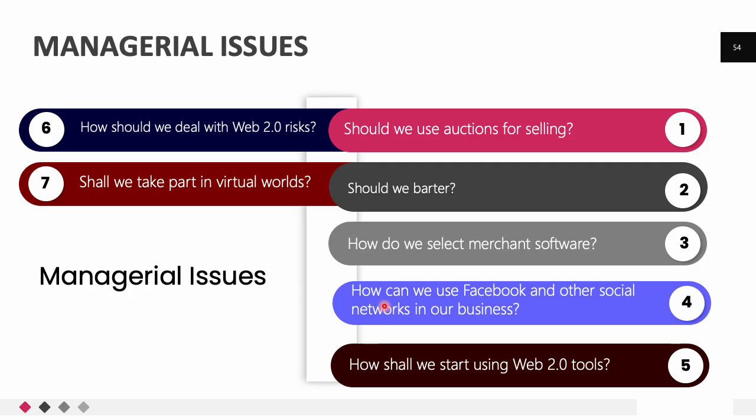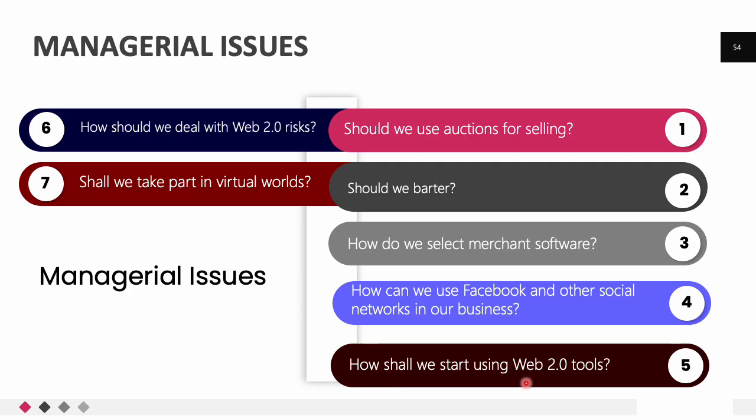How can we use Facebook and other social networks in our business? How can we effectively leverage social media platforms for marketing, customer service, brand building, or sales? Well, this is not just about having a page. It's about a strategy. The managers need to decide on content, engagement tactics, advertising budget, and community management. And then after that, measuring the return on investment.